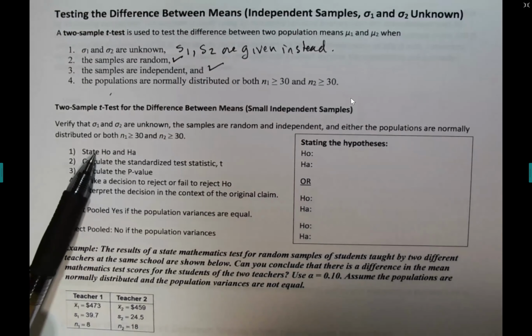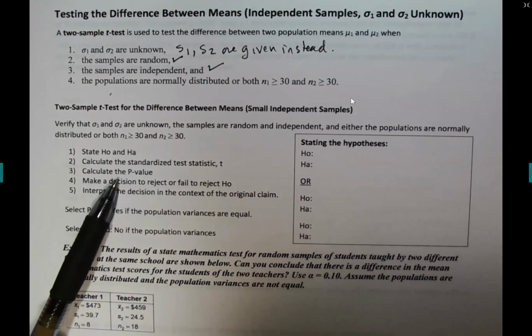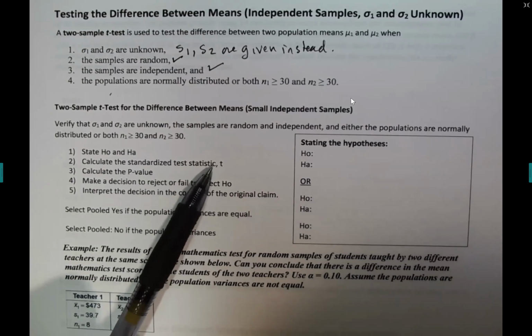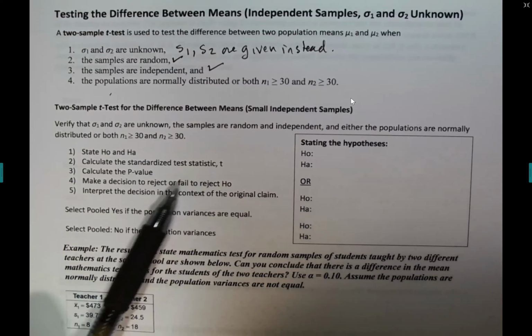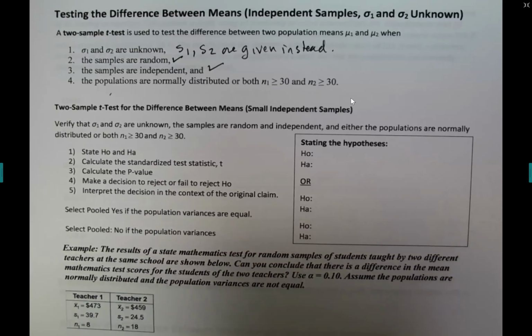Repetition, guys. State H0 and HA, that could help for today's test. Calculate the standardized test statistic. You see, I didn't call it Z this time. I call it T because we're doing a t-test. Find the p-value, make a decision to reject or fail to reject the null hypothesis, and interpret the decision in the context of the original claim.